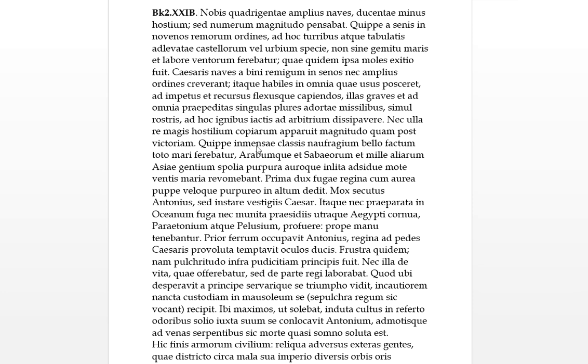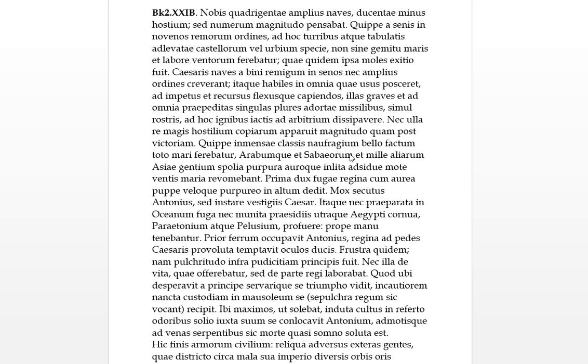Quippe, we'll just go sense again. Immense really means huge. Classis is the fleet. Naufragium, since the immensity of the fleet of shipwrecks. Naufragium means broken ships, so they weren't really shipwrecked, they were ships broken up. The immense size of these, bello factum, from the war. Factum means it was done, so it was created. There was a toto mari ferribate. So these broken up bits of the ship, it looks like, were carried about through the whole sea. There's an immense amount of it, it looks like, because of the war.